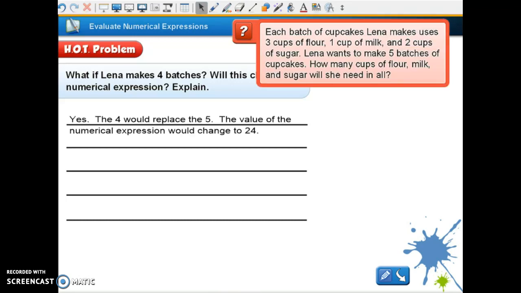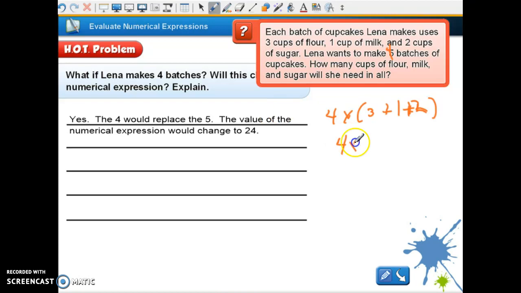So they're asking us what would happen if this were a 4 instead of a 5. So our numerical expression would look like this: 4 times (3 plus 1 plus 2) with our parentheses. Okay? So we would still do what's in parentheses first.